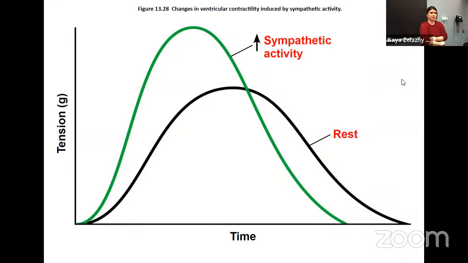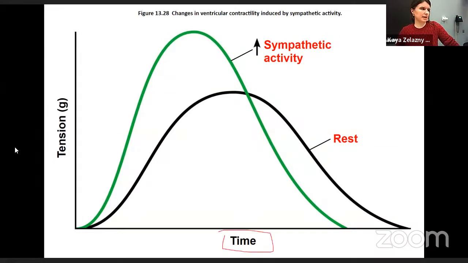So if we compare our ventricular activity, those ventricles, we'd be looking at time and we'd be looking at the force. Okay, so the force is our tension measured in grams. Okay, so at rest, you see we've got some baseline tension, right? You do have a heartbeat, your ventricles are contracting, but with increases in sympathetic activity, we also see an increase in tension, right?